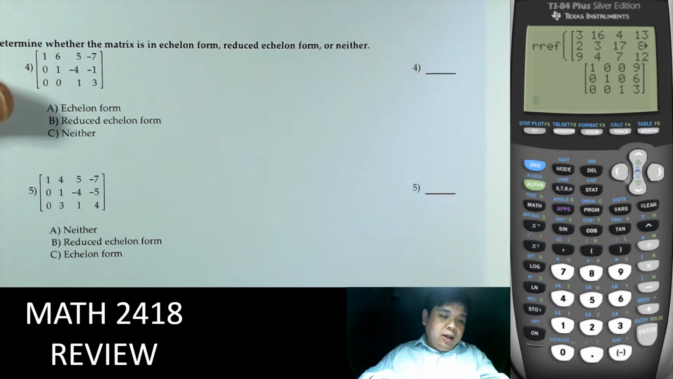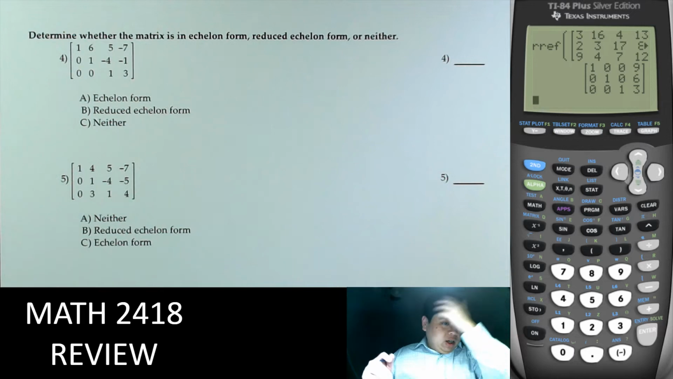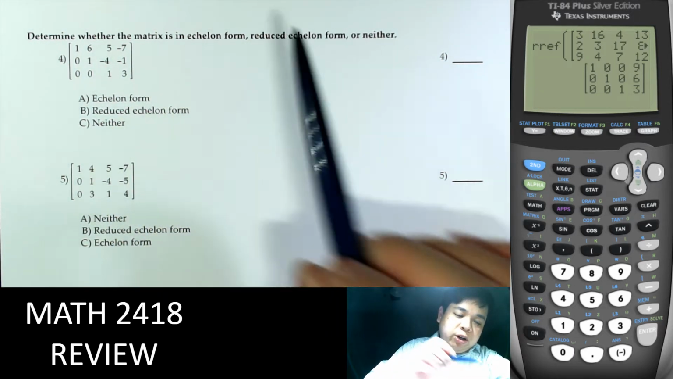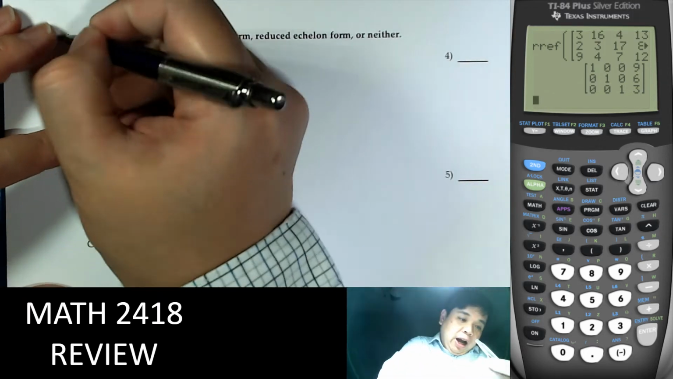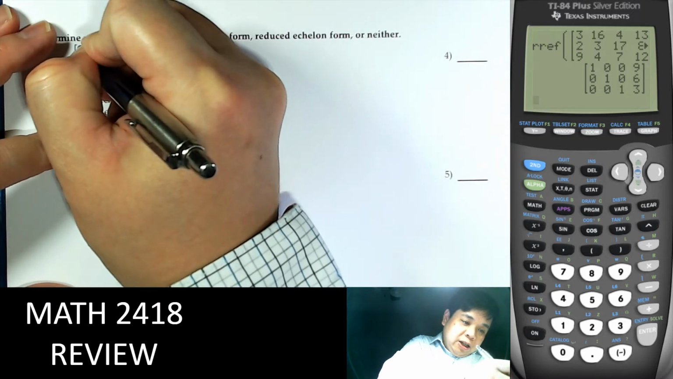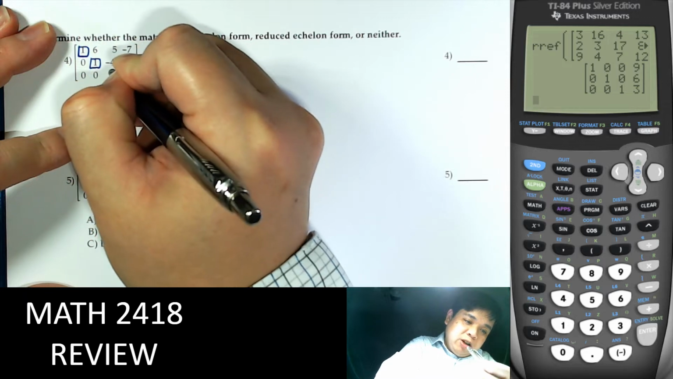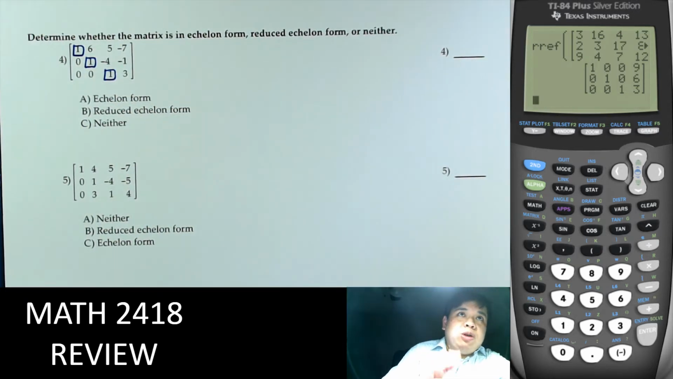Right, the next 3 problems we'll go over quickly. Determine whether the matrix is in echelon form, reduced row echelon form, or neither. So echelon form is where we have the pivots aligned in the steps, going down to the right. So those are the first non-zero entries aligned in the echelon form. So this is an echelon form.